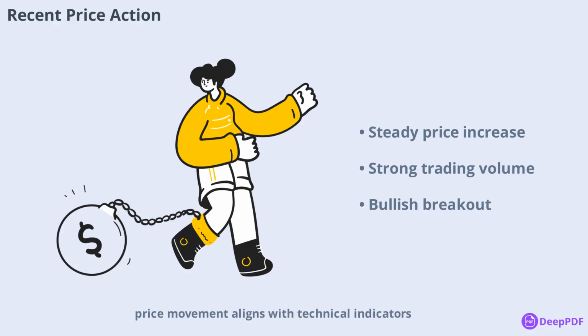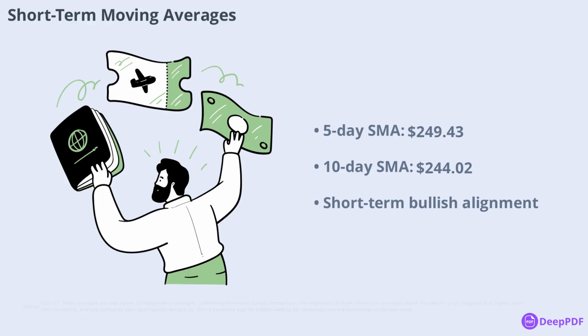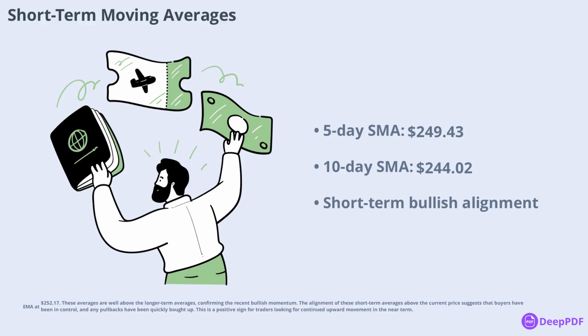Let's look at how this price movement aligns with technical indicators. Short-term moving averages such as the 5-day and 10-day SMAs and EMAs are all trending above $240, with the 5-day SMA at $249.43 and the EMA at $252.17. These averages are well above the longer-term averages, confirming the recent bullish momentum. The alignment of these short-term averages above the current price suggests that buyers have been in control and any pullbacks have been quickly bought up. This is a positive sign for traders looking for continued upward movement in the near term.